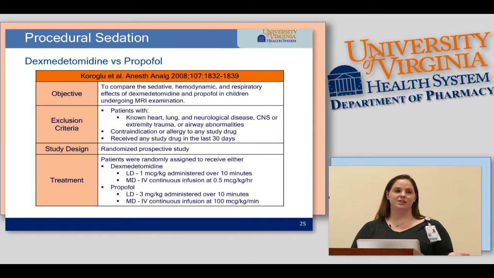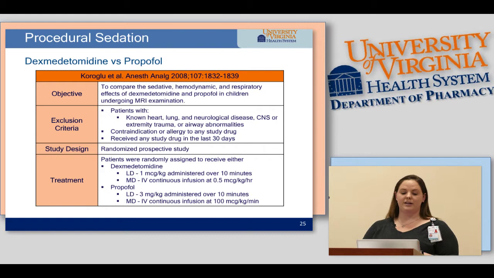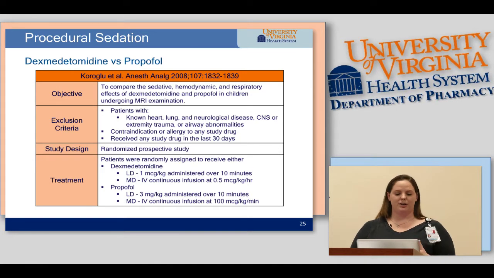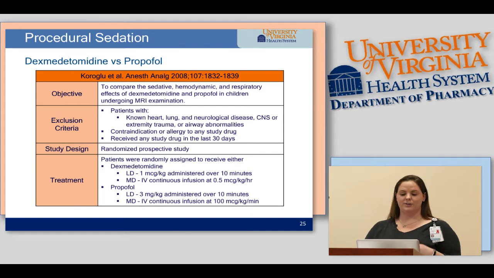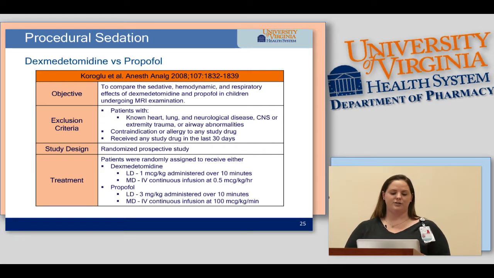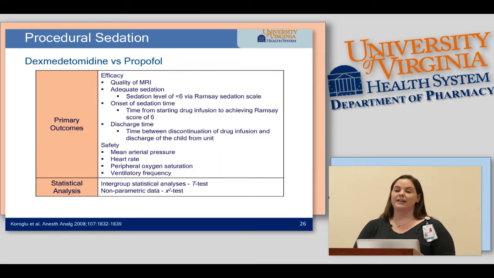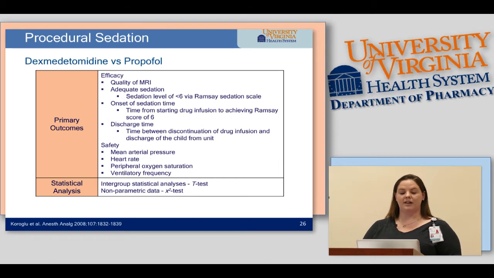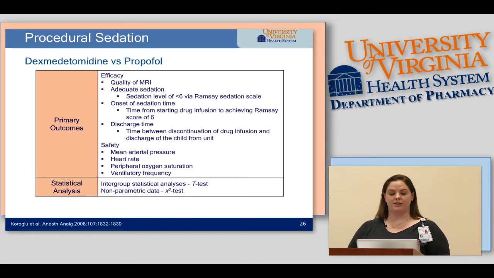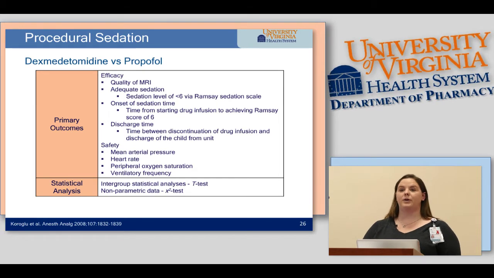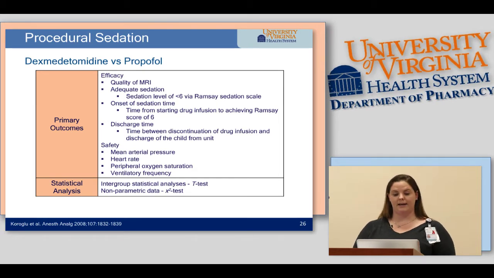This study was actually completed by the same authors that completed the midazolam study. The study design was very similar in that it was a randomized prospective study looking at propofol. I have the dosing listed up here for you for the dose of propofol that they received. They looked at very similar primary outcomes: the quality of the MRI, adequate sedation, the onset of sedation time, and discharge time, as well as the same safety parameters that were looked at in the previous study.